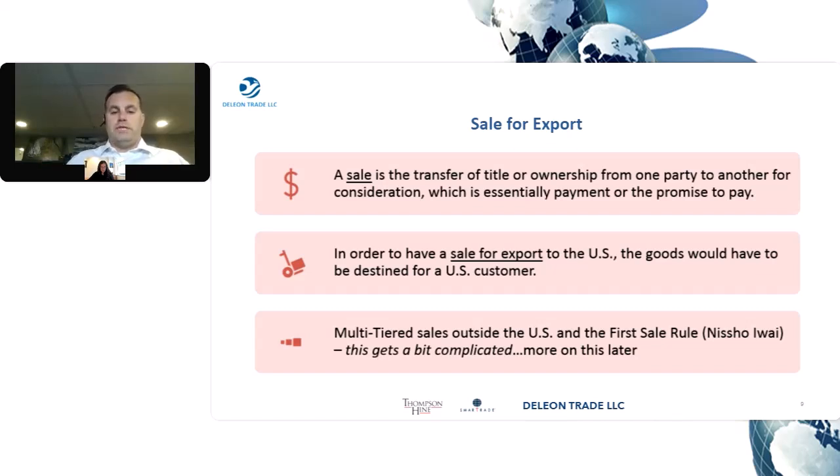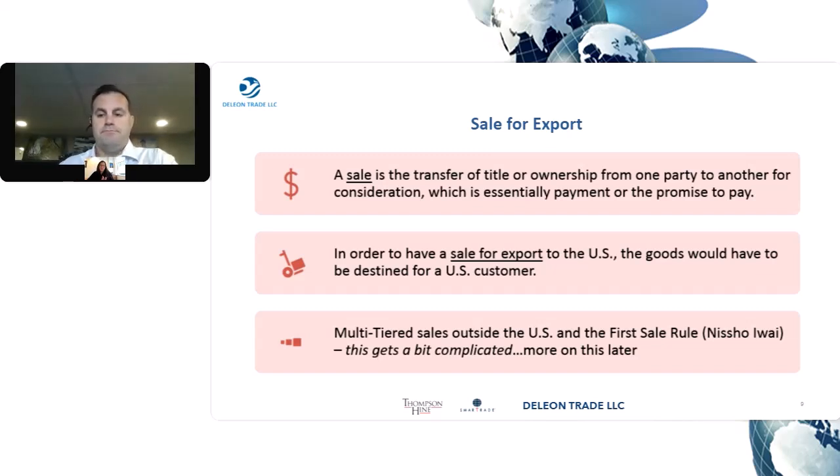So where this becomes important is within multi-tiered sales outside the U.S., also known as the first sale rule, which is based on the Nissho Iwai CIT case. It gets a little complicated, but I just wanted to introduce the topic here, and I'm going to cover first sale a little bit later. But the key thing you have to remember, to be within transaction value and even fit within first sale, every sale has to be a sale for export to the U.S.